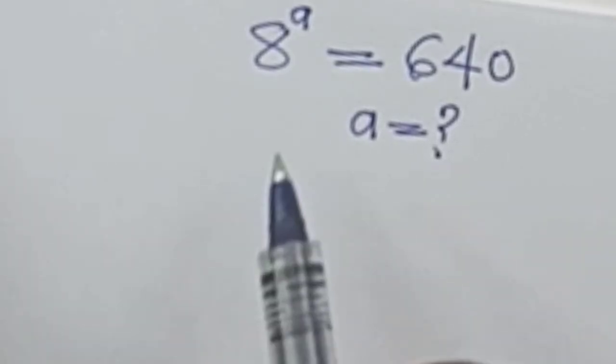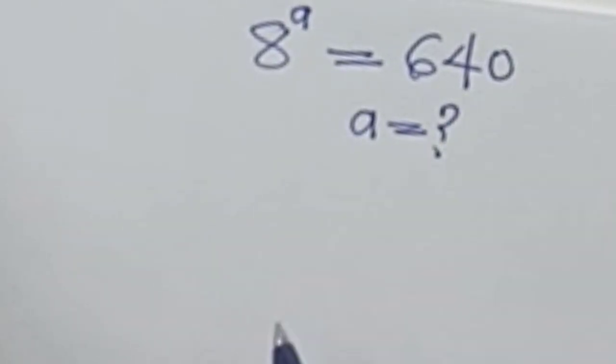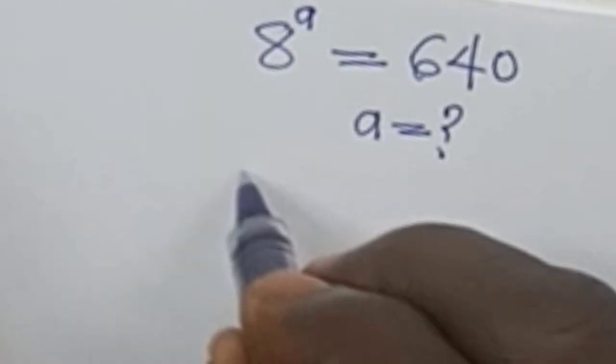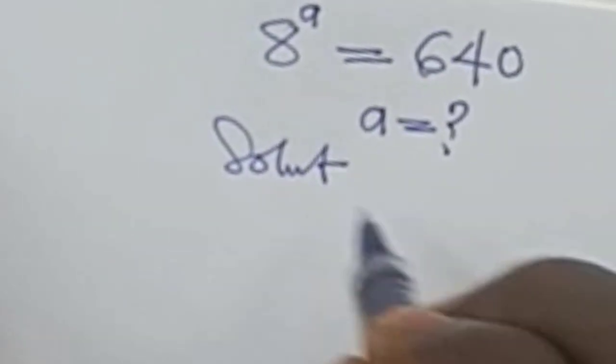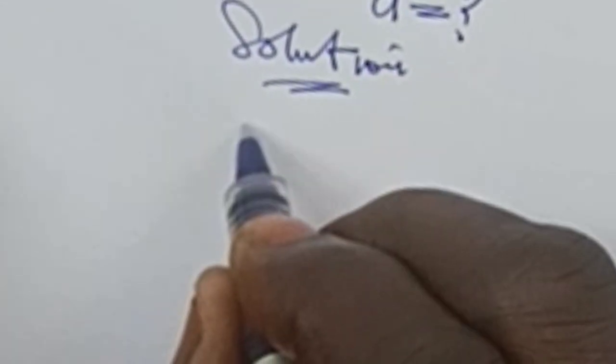Hello everyone. So today we have 8 to the power of a equals 640, and a is the unknown. So we're going to solve together. Let's say solution: 8 to the power of a equals 640.